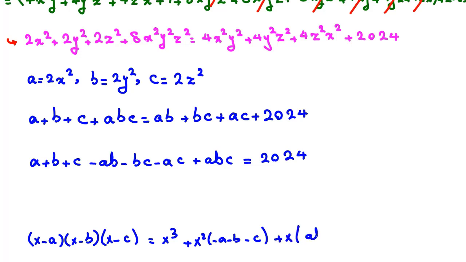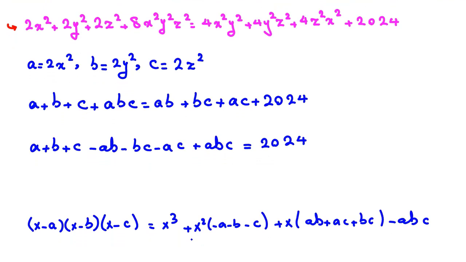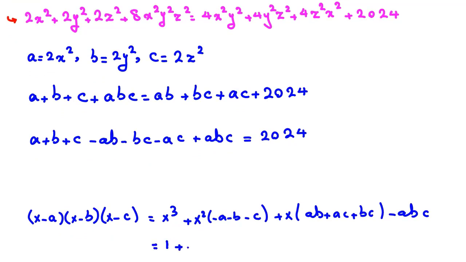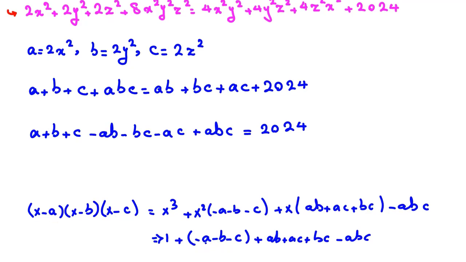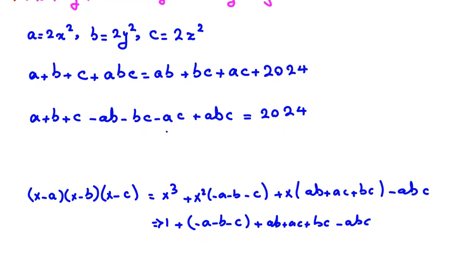Then plus x, it will be ab plus ac plus bc. Then in the next term, it will be minus abc. It's similar to this. And if you consider 1 here, it will be 1 plus negative a, negative b, negative c, plus ab plus ac plus bc, minus abc, if x is 1. And as you can see here, the signs are different.